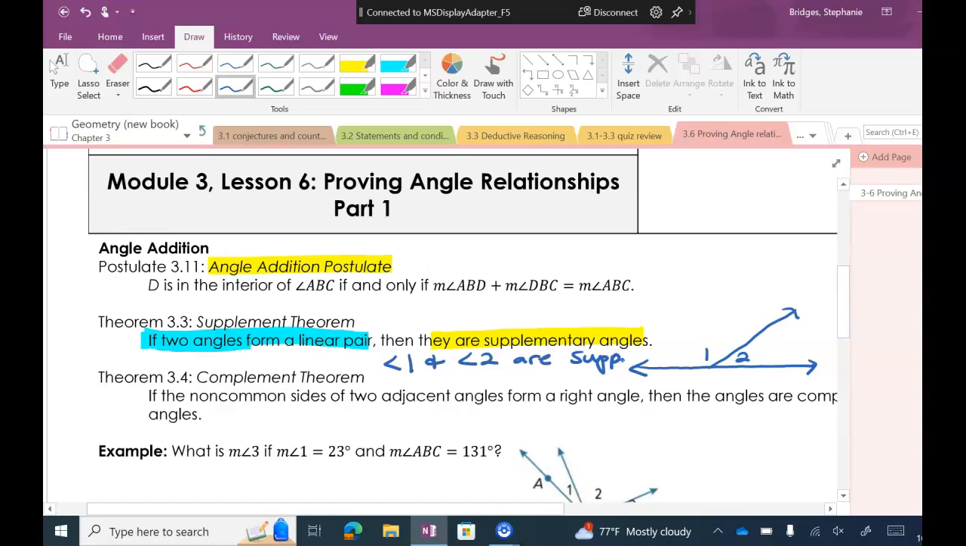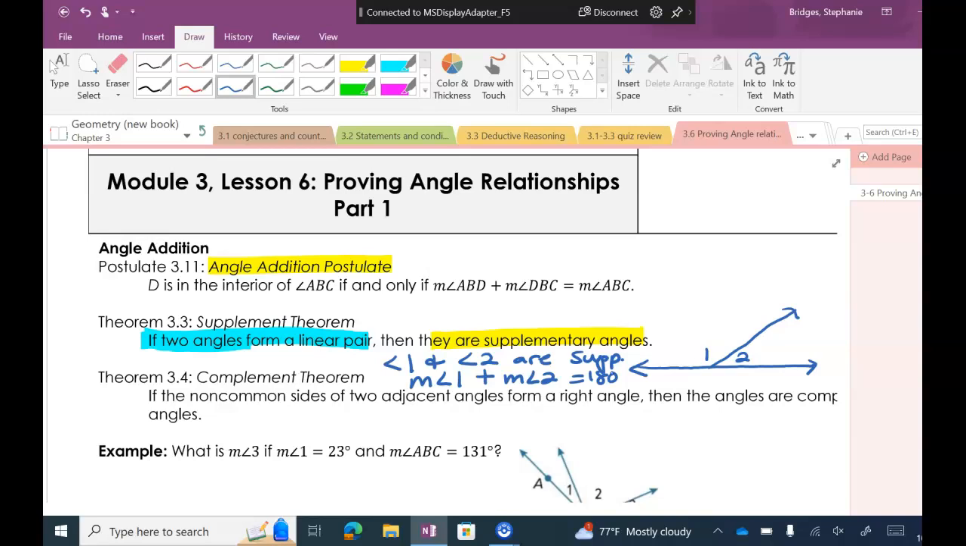And then because they are supplementary, what else could we say from that? What do supplementary angles add up to be? 180. So then I could go on to say that the measure of angle 1 plus the measure of angle 2 is equal to 180. So those are two steps that I could say in a proof when I'm referring to a linear pair.